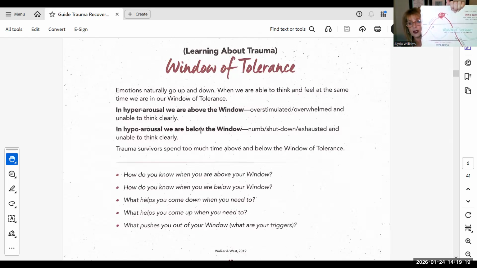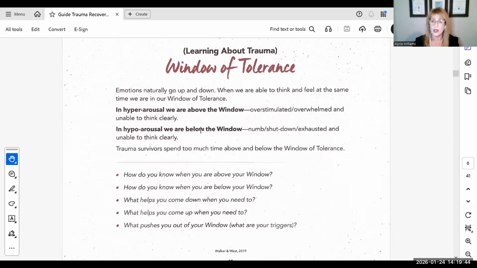In hyperarousal, we are above the window of tolerance. We're overstimulated, overwhelmed, and unable to think and feel clearly. In hypoarousal, down, we're below the window of tolerance. We're numb, shut down, exhausted, unable to think clearly. And trauma survivors spend too much time above the window of tolerance and below the window of tolerance.